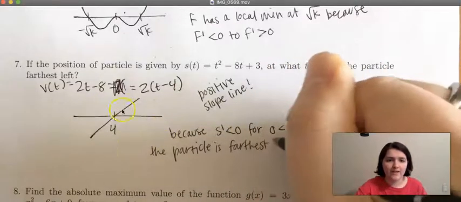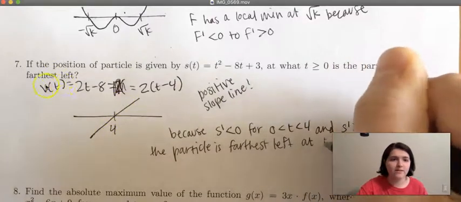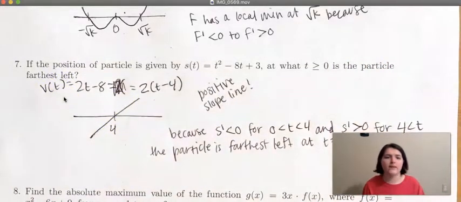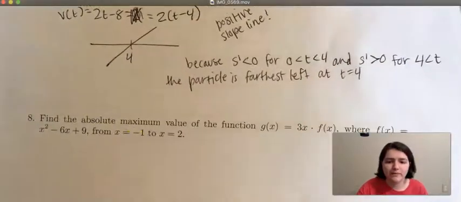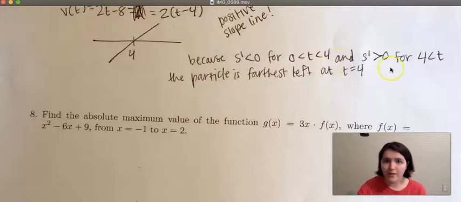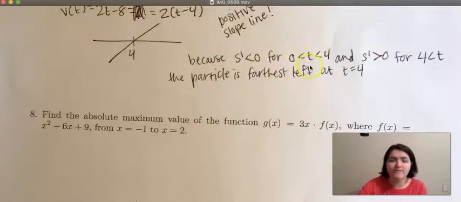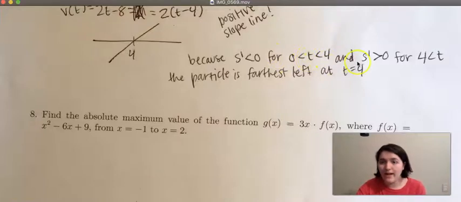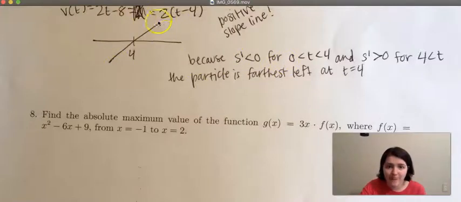So we know right here that it's a minimum because it's going from negative to positive, because that is the definition, that's the rule we know, where a minimum, negative to positive. This is the sentence that you would write for the alternative way of finding an absolute minimum. So we say, because the derivative is less than 0 for this interval, and the derivative is greater than 0 for this interval, the particle is farthest left at t equals 4. So we're basically saying, since the derivative is negative for this part and positive for this part, then the particle is farthest left at t equals 4.